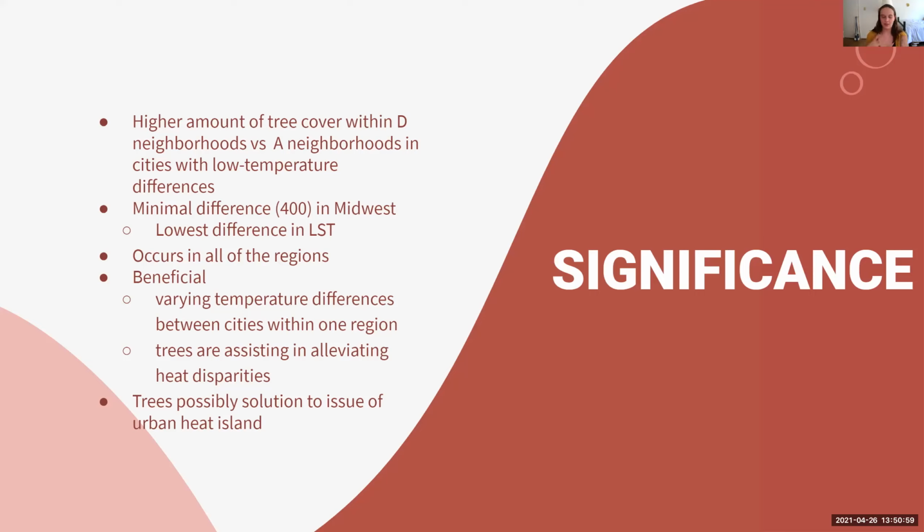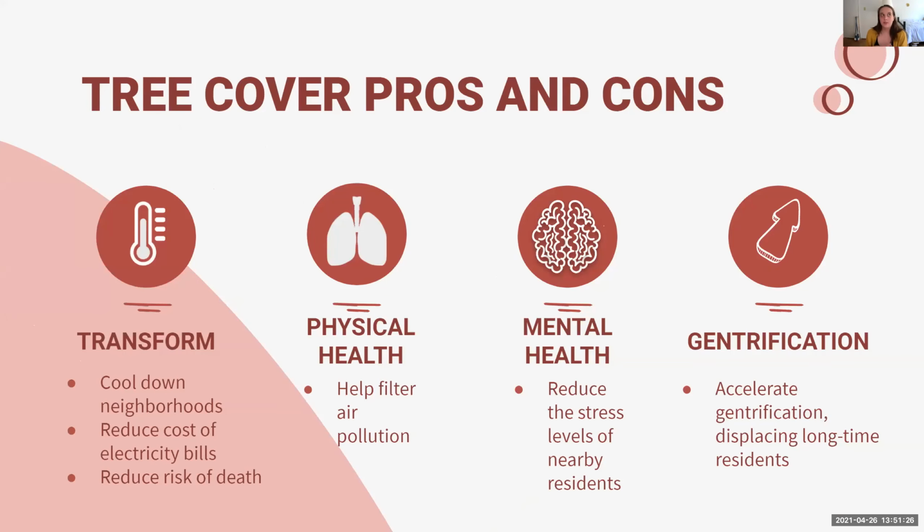So this means that separate communities, such as resource-limited communities and communities of color, are dealing with more heat, leading to more health effects and possibly death. So we also see that trees are assisting in alleviating heat disparities. So this leads to the conclusion that trees are possibly a solution to the issue of urban heat islands and heat disparities. So with this idea, tree cover can be implemented into these neighborhoods with higher temperatures.